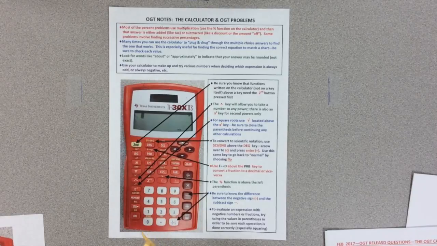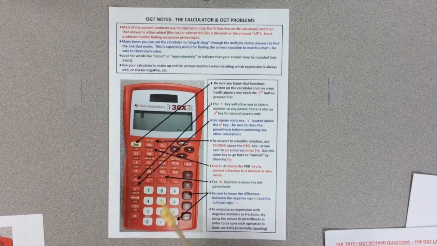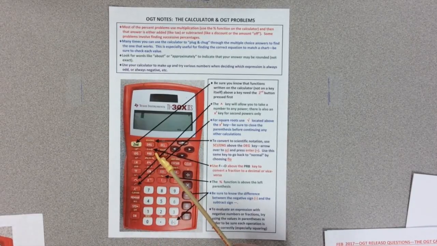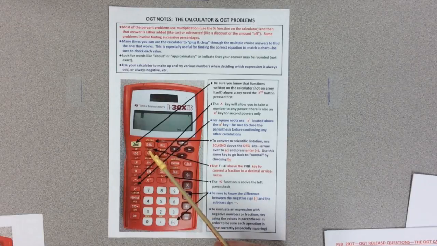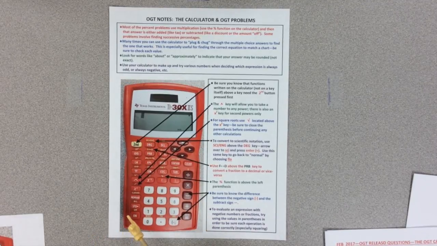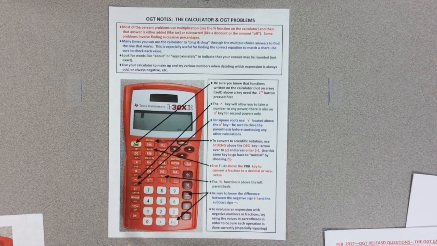Sometimes you'd like to change your fraction to a decimal. You can do that here with this F to D key. It can go forward, fraction to decimal, or backward, decimal to fraction. It's on second probability. There are many problems where they ask you to compare. Some are written in decimal form, fraction form, etc.